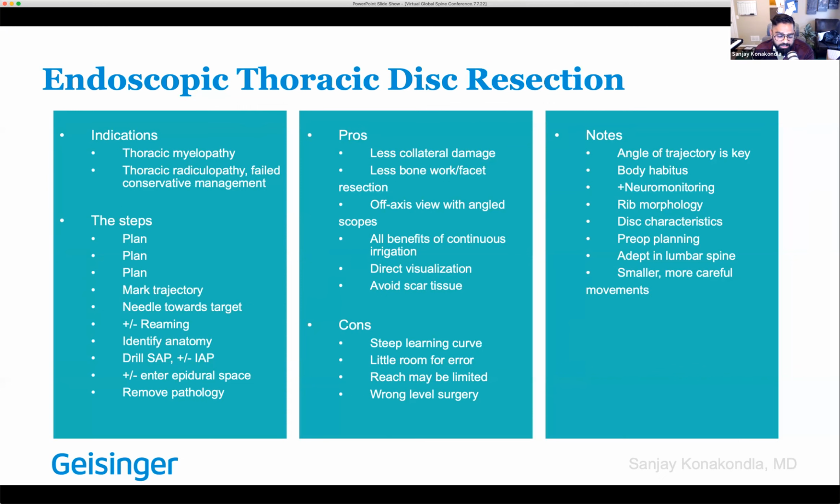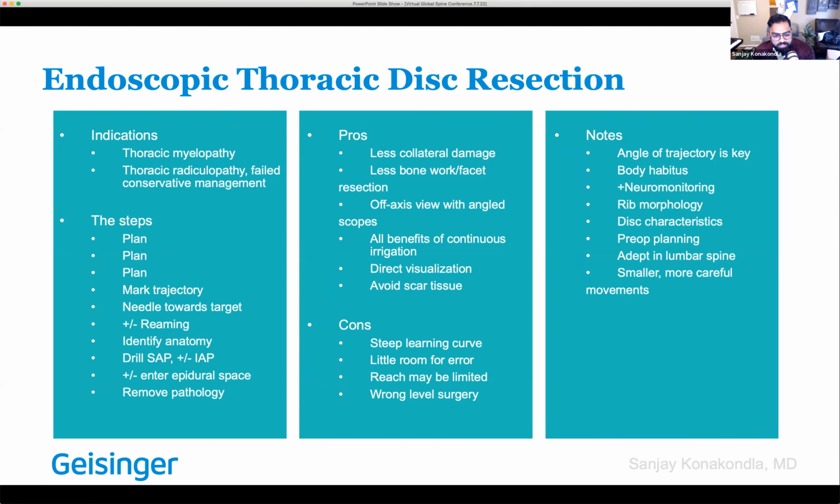Sometimes you don't even need to get into the epidural space if the pathology is extraforaminal or intraforaminal. The obvious pros to endoscopic: less collateral damage, as we all know, less bone and facet resection. The off-axis view with angled scopes is key. It helps us get within millimeters of the pathology, helps us look and peek around corners.